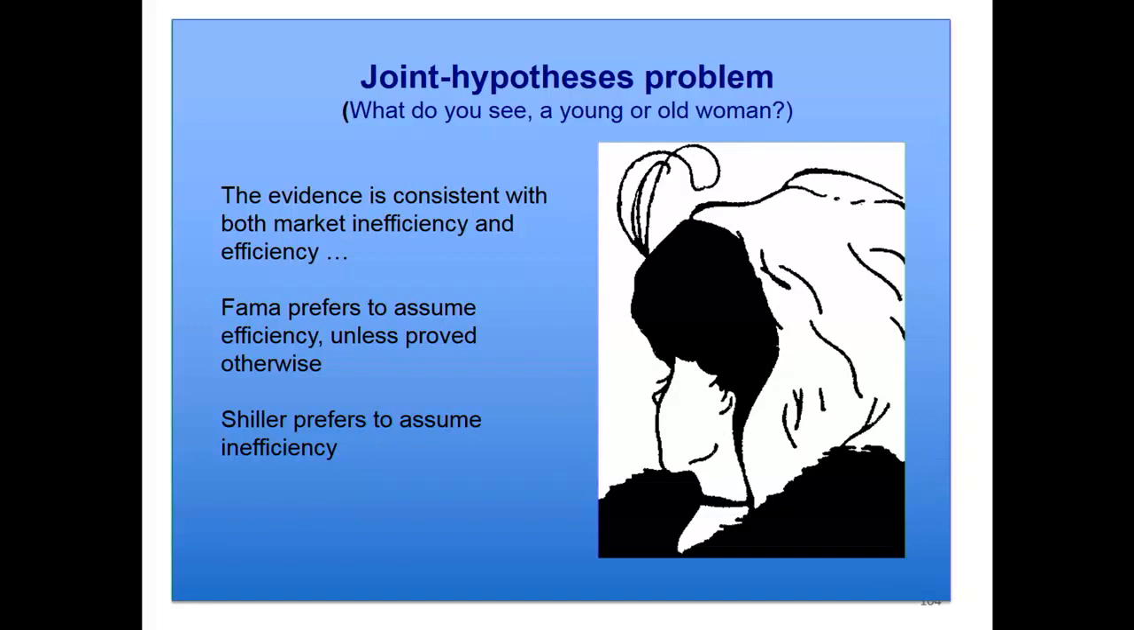So Fama looks at the data and sees efficiency. Shiller prefers to assume inefficiency. So the data here is, you see an old woman or you see a young woman. It's the same data. It depends on how you look at it. You can Google this if you haven't seen it.